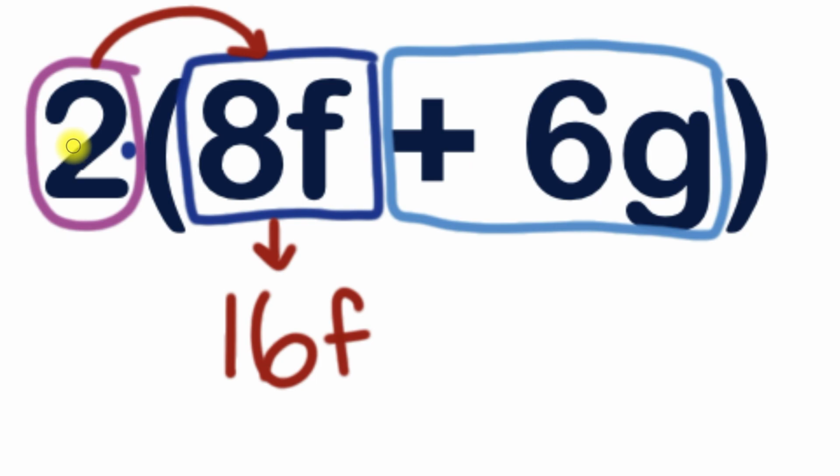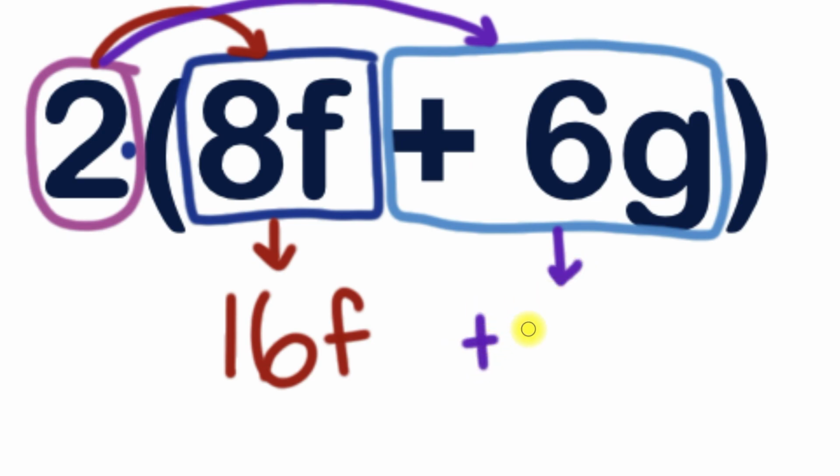We multiply 2 times our first term, positive 8f, to give us positive 16f. Now we'll go to our second distribution, which is going to be positive 2 times the next term, which is positive 6g. Well, what's positive 2 times positive 6? Well, that's going to be positive 12. So I'll just write this here, positive 12, and then I'll bring the variable down as well, g. Now there's nothing else inside parentheses, so I don't have to distribute to anywhere else at all.